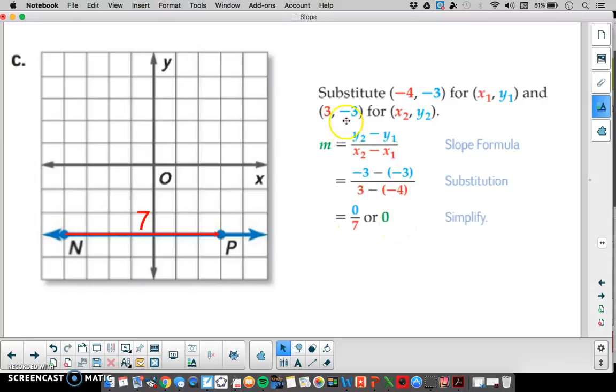I could use the points also. -3 minus a -3 is 0. And 3 minus a -4 is 7. And so we still get 0 divided by 7, which is a 0 slope. So those completely horizontal lines give us 0 slope.